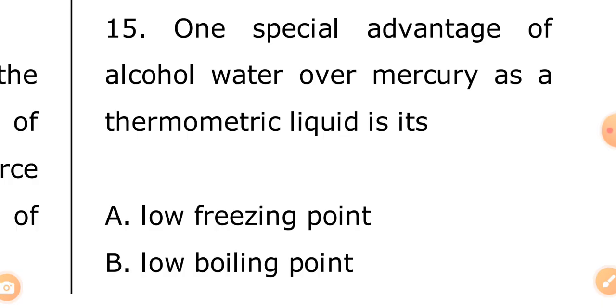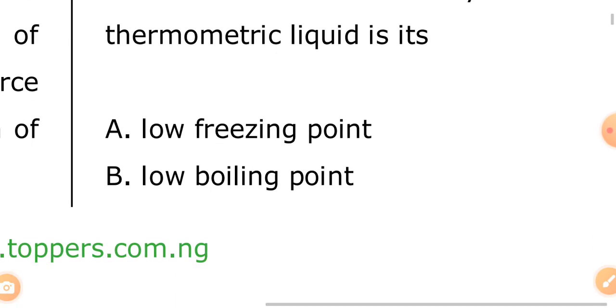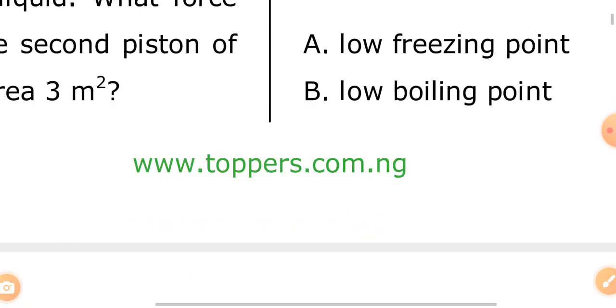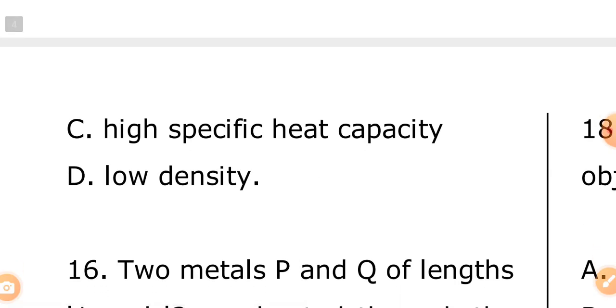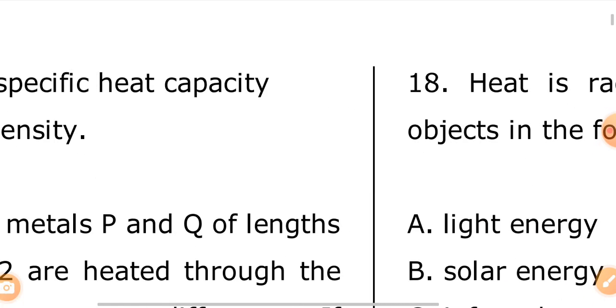A. Low freezing point. Is it its low freezing point? B. Low boiling point. C. High specific heat capacity. D. Low density. So when you compare alcohol and mercury, the answer is low density, that alcohol has a low density. That is option D. Okay, we now proceed.